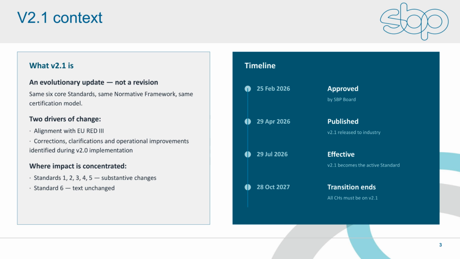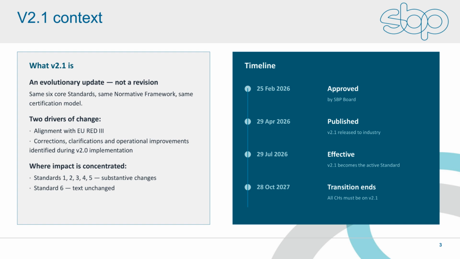First, the context. Version 2.1 is an evolutionary update, not a wholesale revision. The same 6 core standards, the same normative framework, and the same certification model remain in place. 2 things drove the changes. First, alignment with the EU's Renewable Energy Directive 3. Second, a set of corrections, clarifications, and operational improvements identified during 2.0 implementation. Substantive changes are concentrated in standards 1 through 5. Standard 6's text is unchanged.